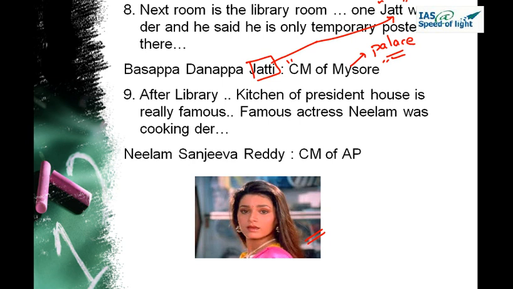So from Neelam, what we want to remember is Neelam Sanjeeva Reddy, and he was the CM of Andhra Pradesh, and Andhra Pradesh is biryani for us. Now, what was that cook cooking? It was biryani for the president, special biryani.